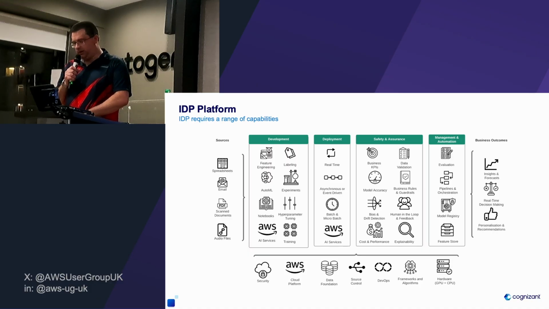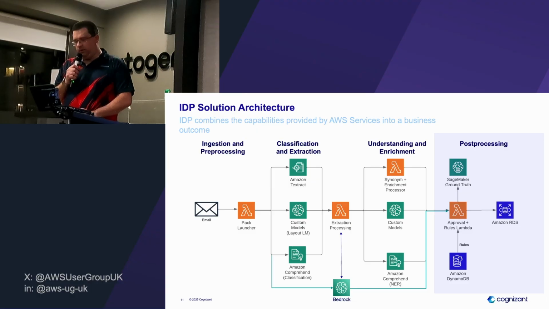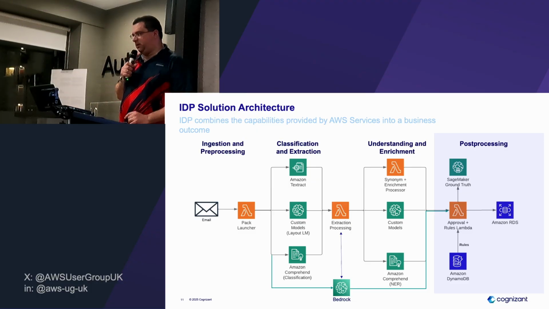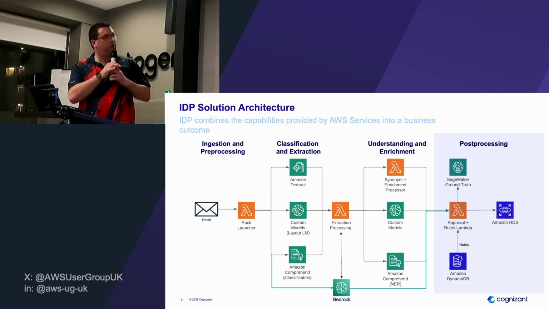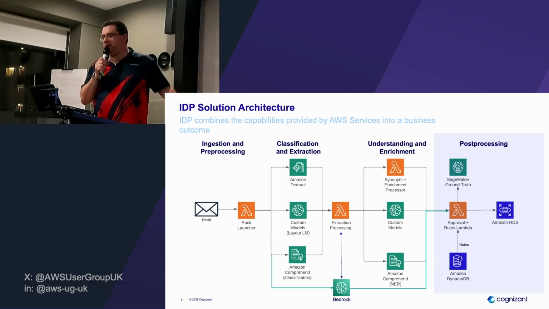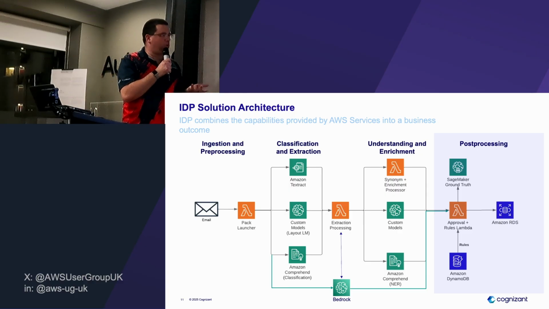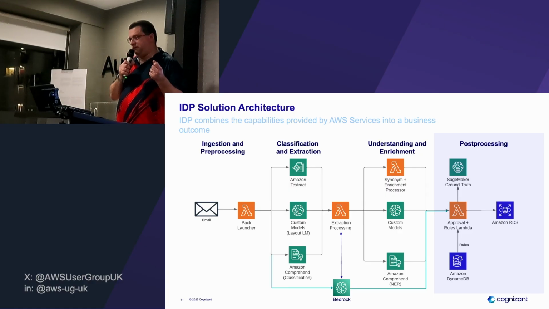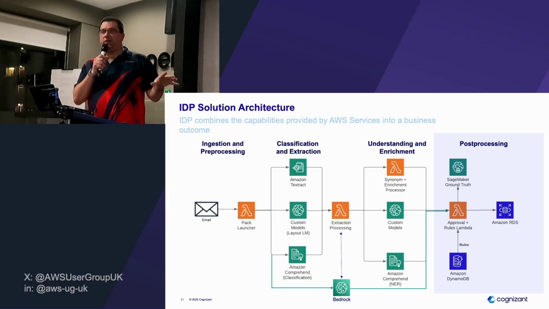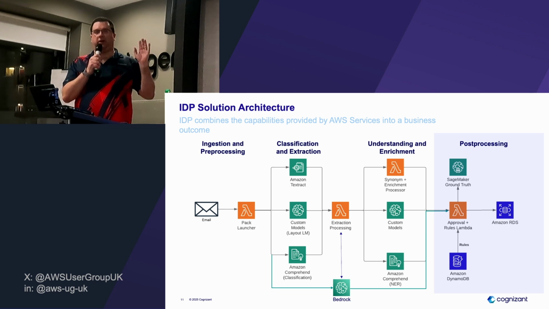So what does that mean in AWS architecture? This is how we broke the problem down. On the left-hand side, we have our ingestion layer. That's picking up emails or uploaded scanned documents, and basically putting them in an S3 bucket, storing them securely in the right location.